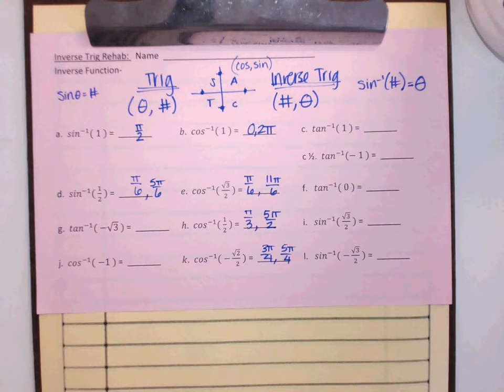0, 2 pi, one more. Pi. Make sense? Okay. Do the last three. You already did almost all. Okay, you do them.